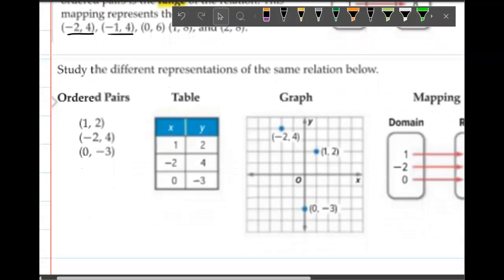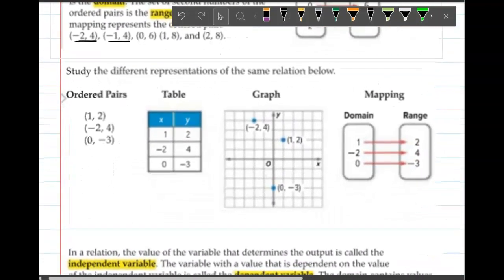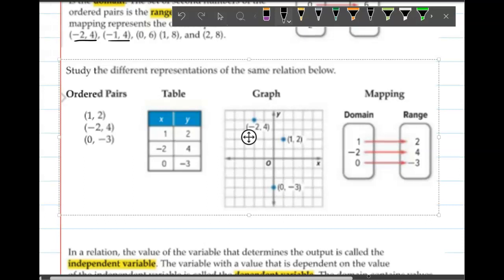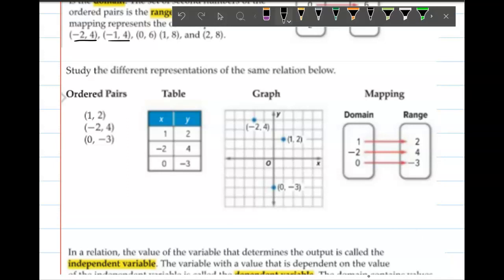There are different ways to represent all of our relations. We can write them as ordered pairs, which again, we've been using ordered pairs all year, figuring out the slope between 2 points, graphing lines. You can make a t-table where the x's are on the left and the y values are on the right. You can make a graph where you plot the ordered pairs, or finally the mapping. Those are the 4 different ways to represent relations.